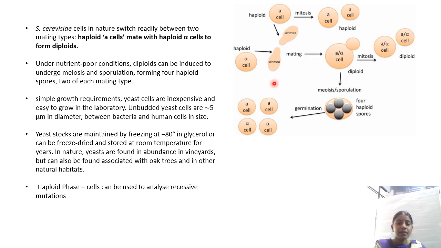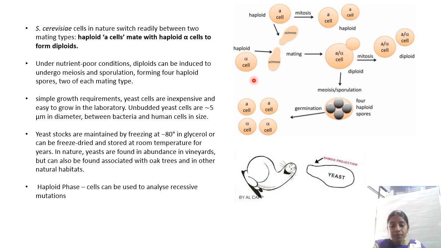If you see that these yeast cells can also have that mating type switching event, wherein the alpha cells to A cells, A cells to alpha cells interconversion occurs, which we'll see in the upcoming slide. Okay, so if you see about this Saccharomyces cerevisiae, they have simple growth requirements, and these yeast cells are inexpensive and easy to grow in the laboratory.